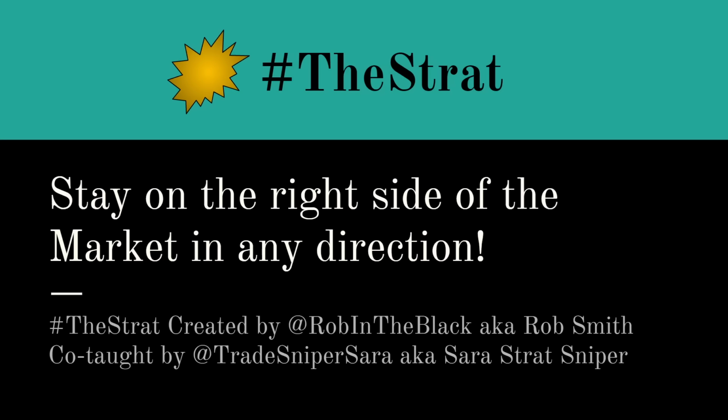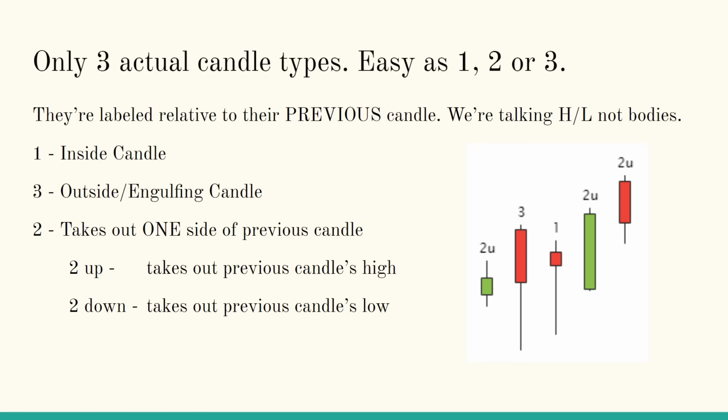And Rob touched on the candle types, how there's 3 scenarios. So there's only 3 things any candle can do. It can be an inside bar, which is this 1. It can be a 2 up and take out the previous candle's high, or you can have 2 downs as well. But the 3s are very important because that shows broadening formations on a smaller time frame.